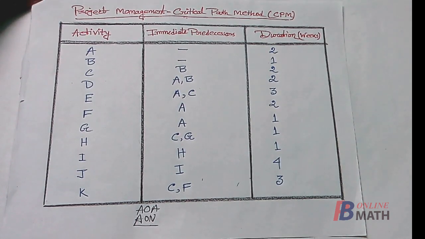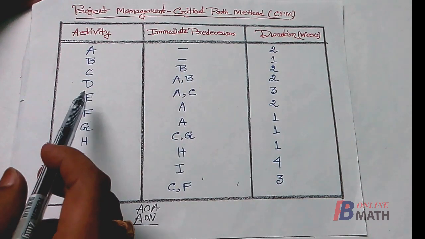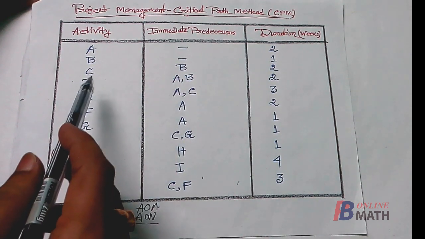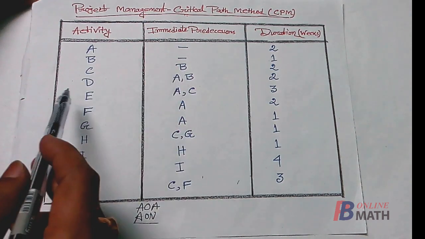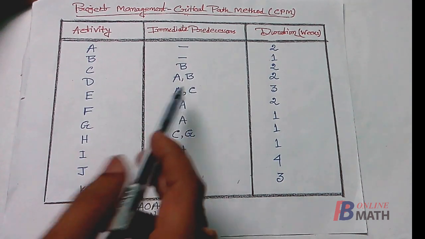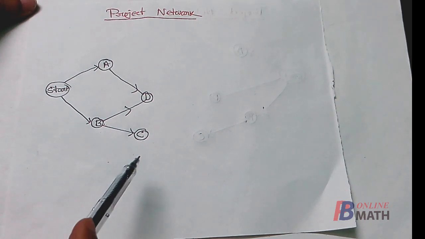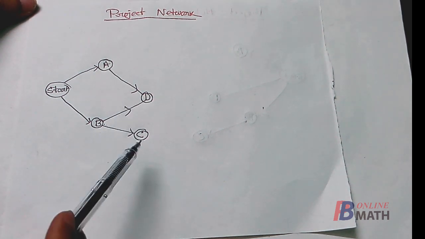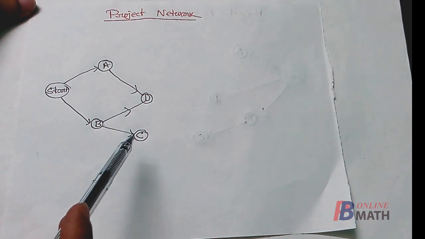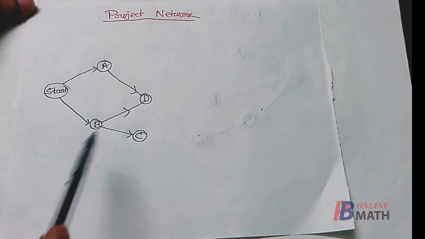Next, from the table I find that the activity C has one immediate predecessor B, and the activity D has two immediate predecessors A and B. So the activity C can be started only after the completion of the activity B, and the activity D can be started only after the completions of the activities A and B. Here we have expressed the activities C and D by these two nodes C and D respectively, and we find that the immediate predecessor of C is B and the immediate predecessors of D are A and B.